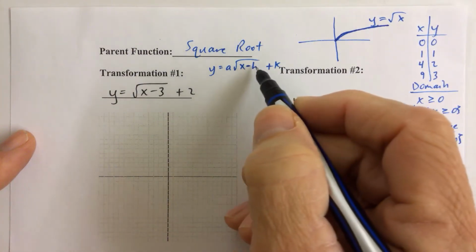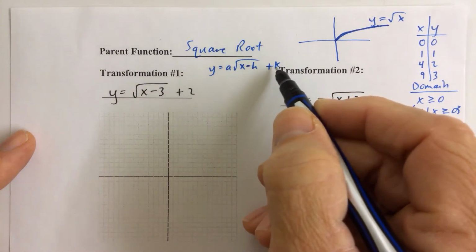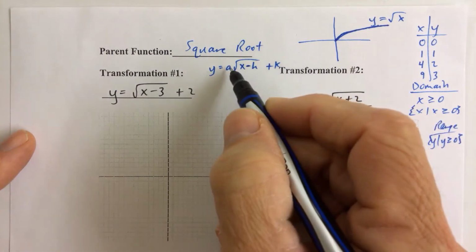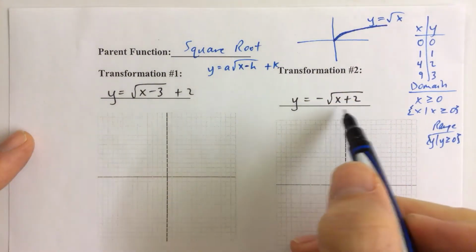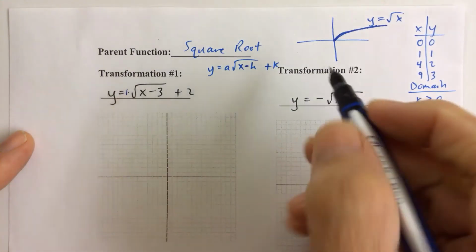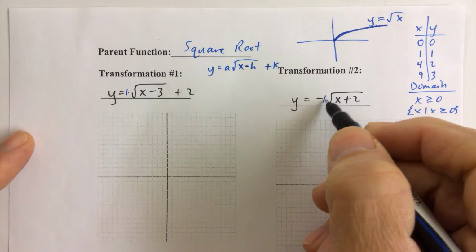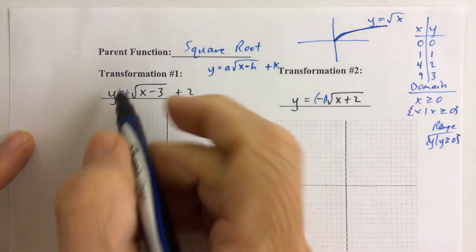H is always the number that's being subtracted from the x, and k is always the number that's being added to the outside of the function, and a is the coefficient of the radical. So in both of these cases, here the a is 1, and over here the a is negative 1. So negative 1 times radical x plus 2. But let's go ahead and start here.